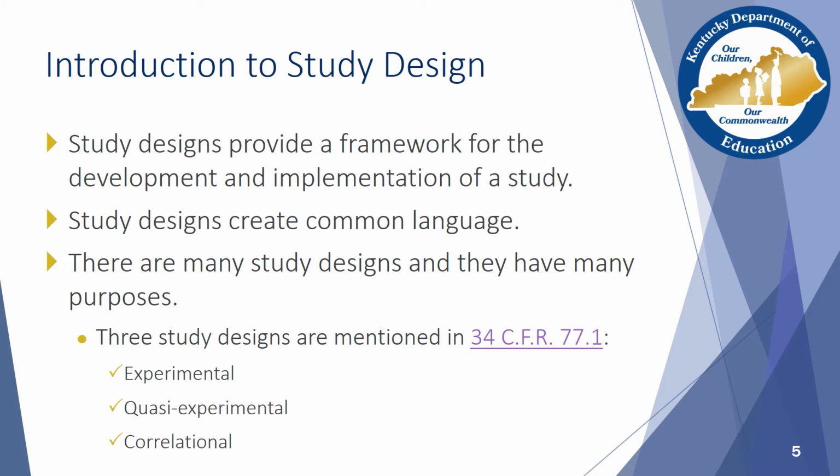There are many study designs available to researchers, and each study design has a different purpose. Researchers select study designs that are most appropriate for their outcome, study methodology, study topic, or research capacity. Some study designs are more rigorous than others, and it is important to understand how this variety may impact the outcome of the study. This webinar will focus on three broad study designs specifically mentioned in the Code of Federal Regulations. They are the experimental, quasi-experimental, and correlational study designs.